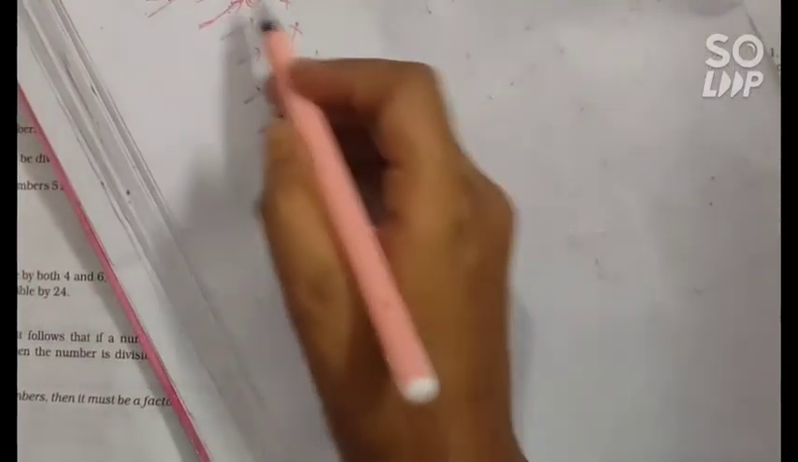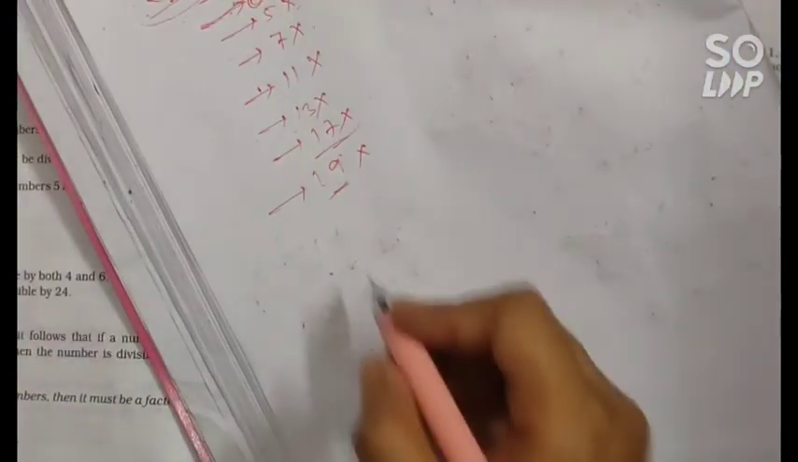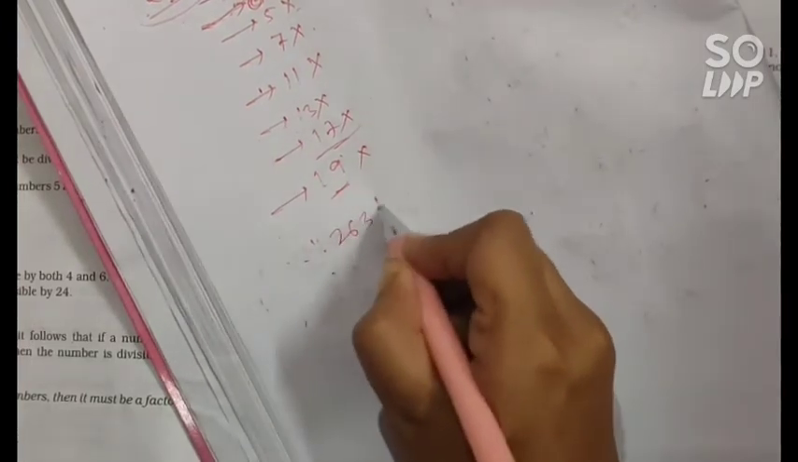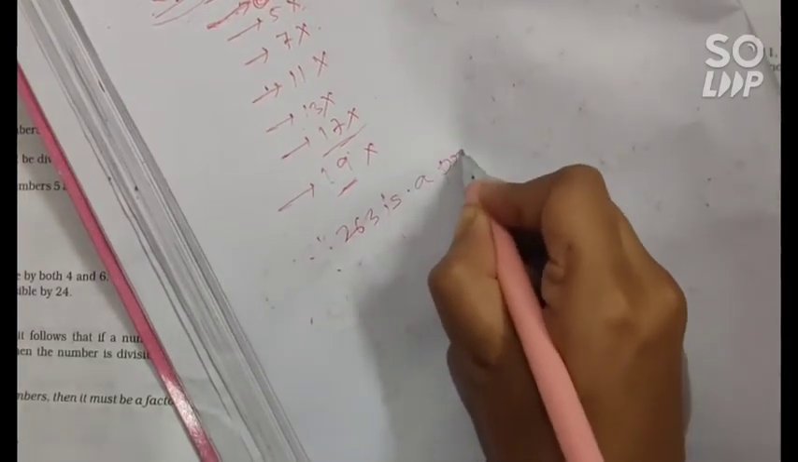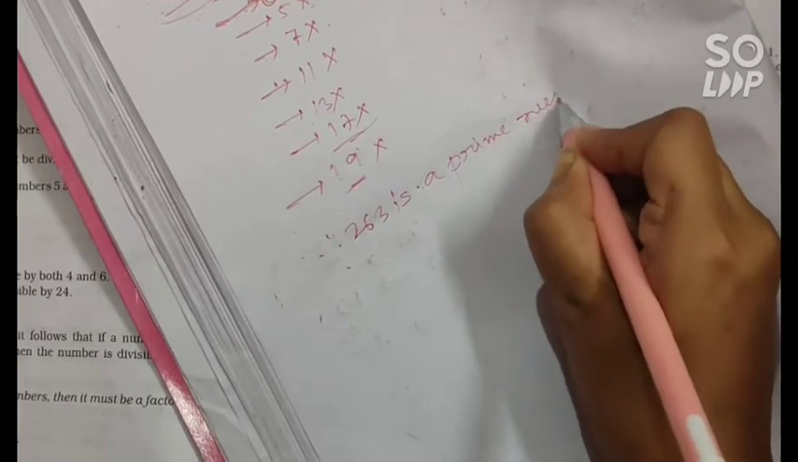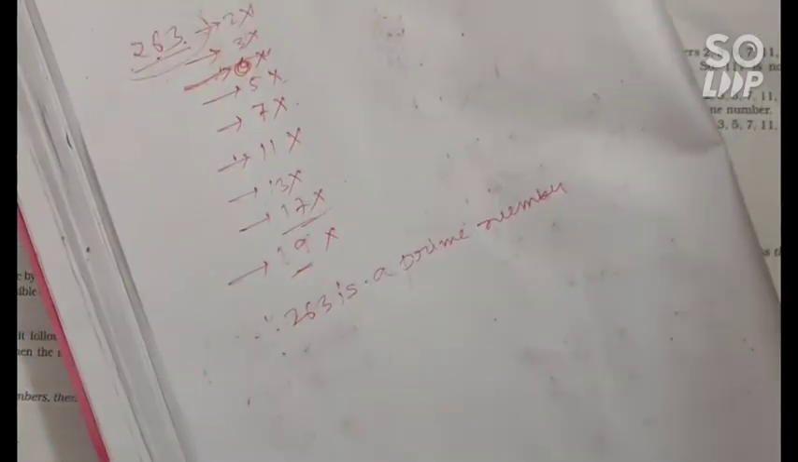Clear? So 263 is not divisible by any one of these numbers. That's why 263 is a prime number. Clear?